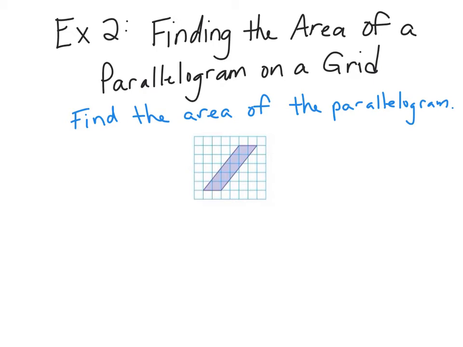For example 2, we're going to be finding the area of a parallelogram on a grid, or using this kind of graph paper like what we were doing in class. So this is the first figure that they give us, and the first thing that we can do is count the grid lines to find the dimensions.